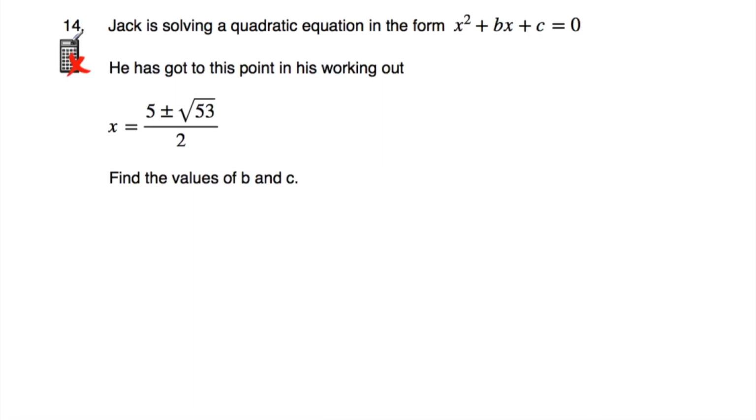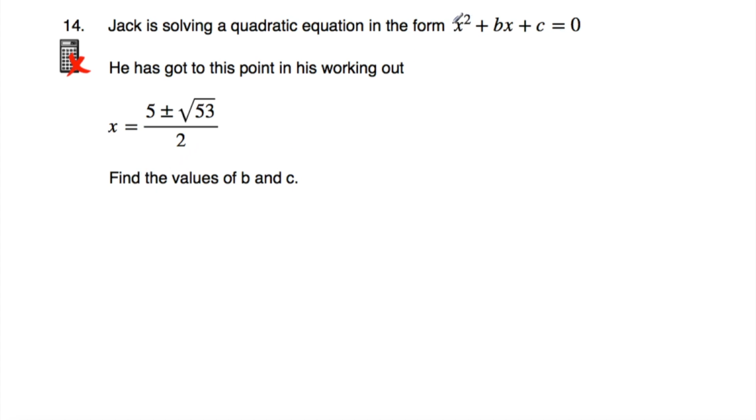Okay, let's have a look at question number 14. So question number 14 says, Jack is solving a quadratic equation in the form x squared plus bx plus c equals 0. And he's got to this point in his working out, which is x equals 5 plus or minus the square root of 53 over 2. And we've been asked to find the values of b and c.